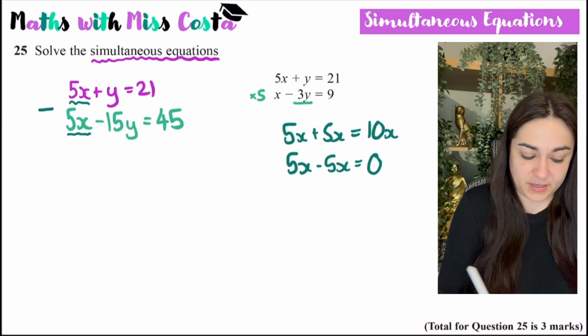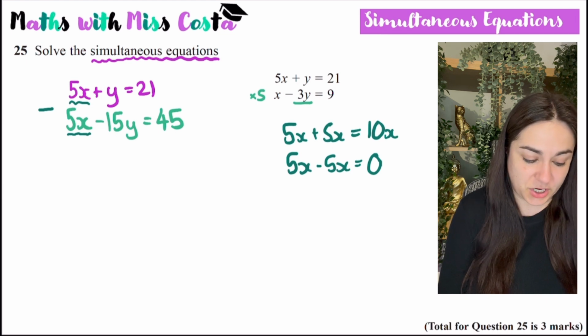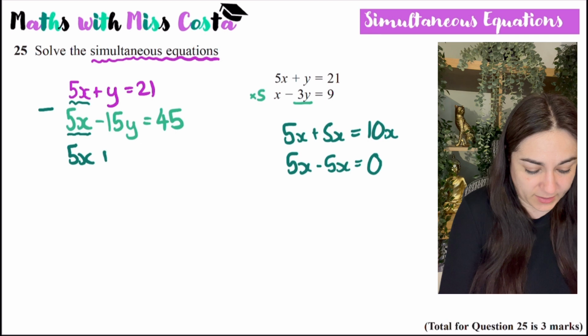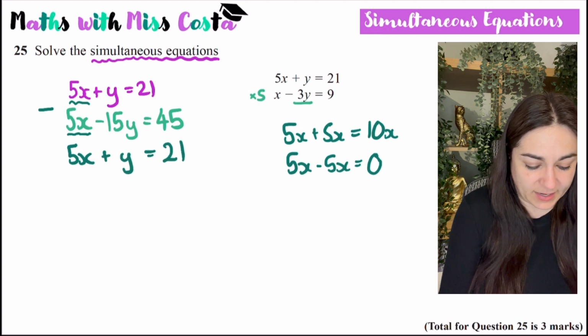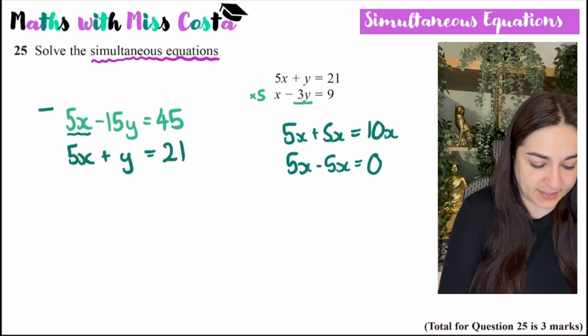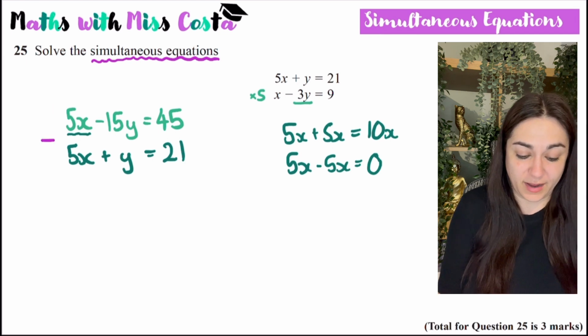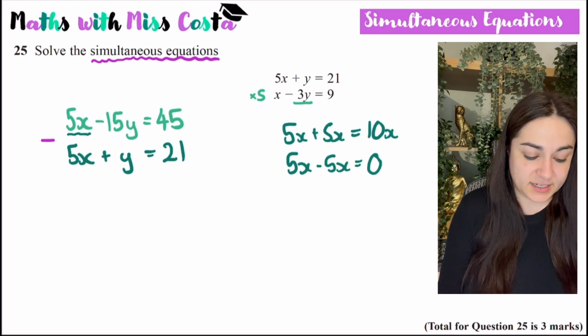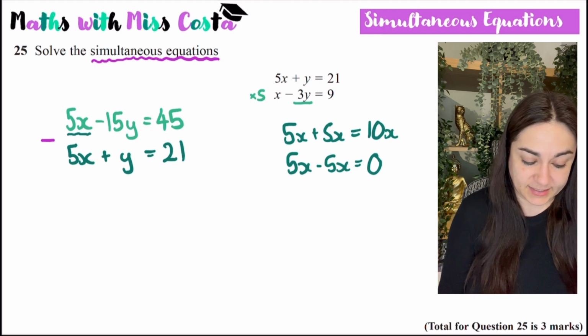Now, I know that I'm going to be subtracting, so what I can do is make my life easier and just write this equation underneath, because then I'm subtracting 21 from 45 instead of subtracting 45 from 21. I'm just making my life easier. It just means I don't need to deal with that many negative numbers.